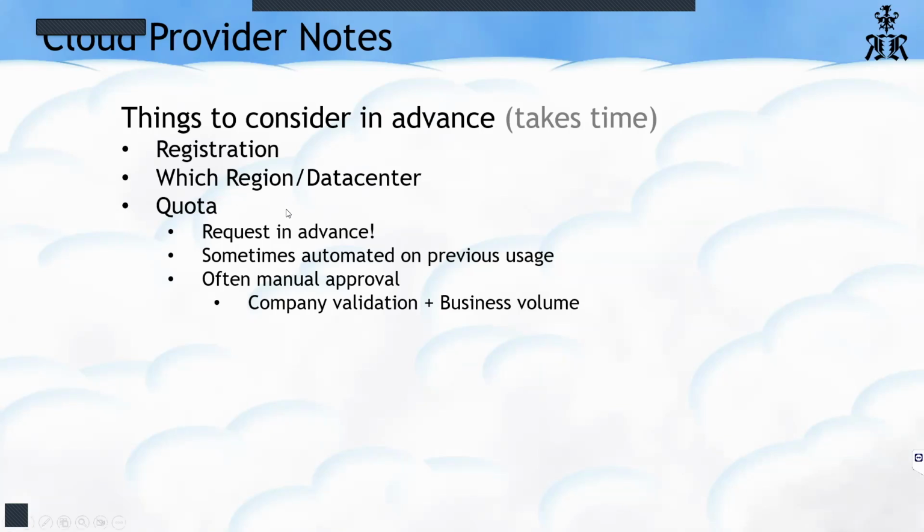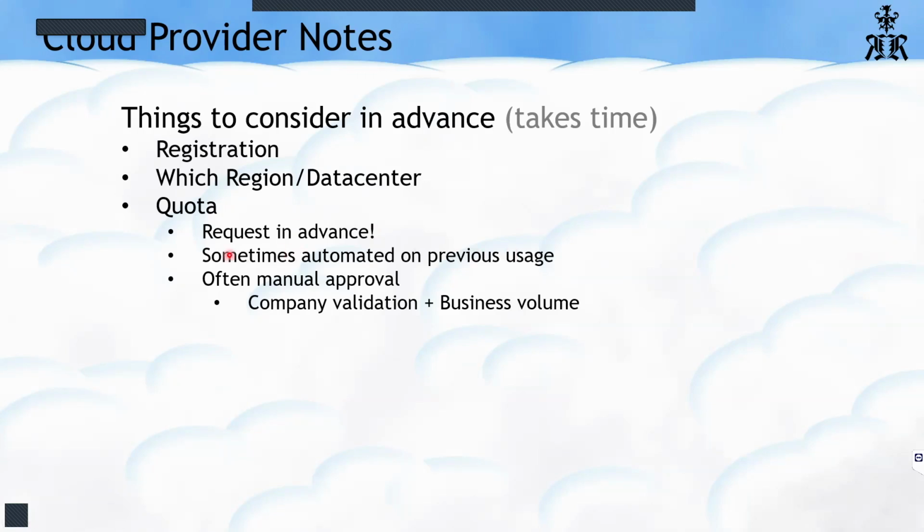The restriction is per type. So if you want to render on GPUs, you have to request quotas. If you want to render with slow CPUs, that's another request. If you want to have fast CPUs, that's another request. So you should request them in advance. If you're considering rendering in the cloud in a few months, just try to request them now.